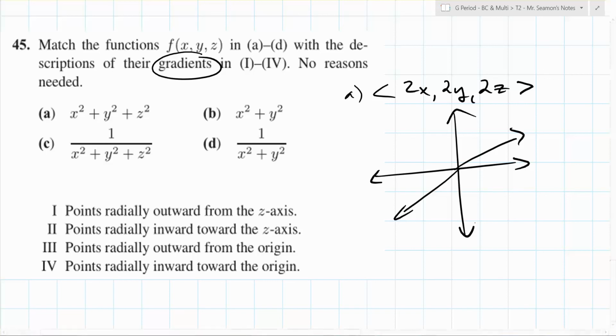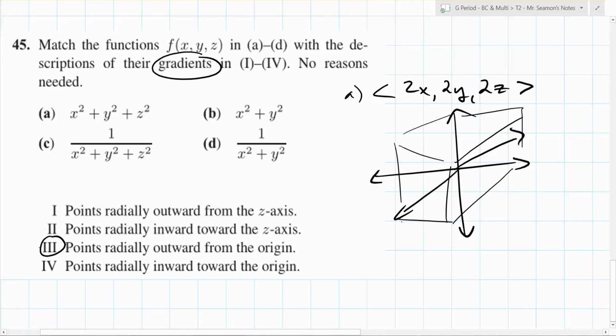Like in the first quadrant, if all the values are positive, then it does make sense. So that would be like this octant right here, right? Like there's that octant we're in, right? So if all of them were positive, it will be going out. If all of them were negative, they'd be going the opposite direction. So I think this one's going to point radially outward from the origin like this.